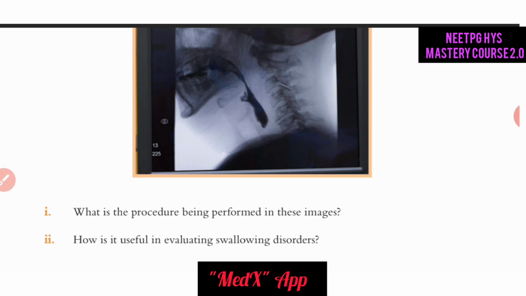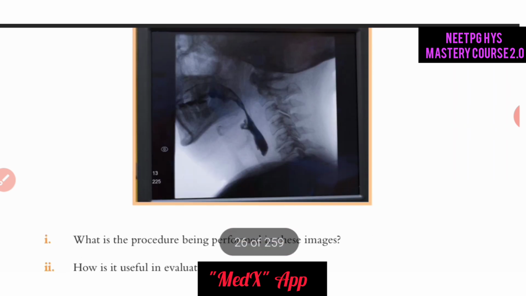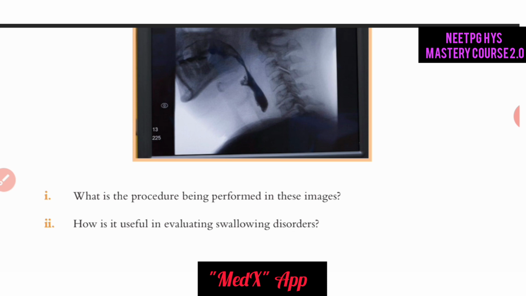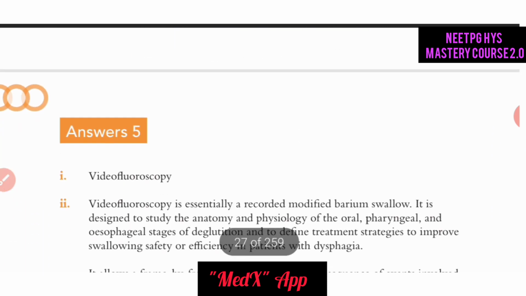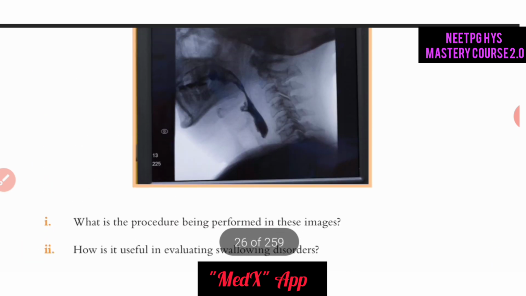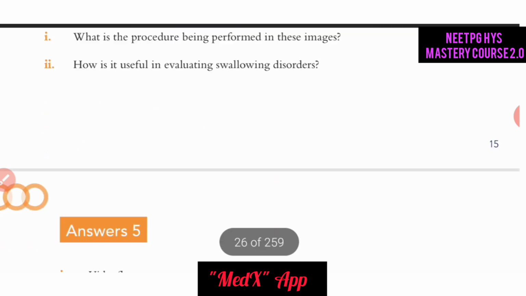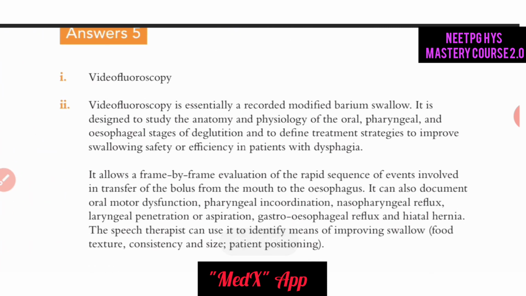Now to answer it, you have to identify what procedure is being done and how this image correlates with it. So this question is sort of new for you. This is a test called video fluoroscopy. It is essentially a recording of a modified barium swallow. A lot of you would be thinking of it as barium swallow, but the picture or video clip, if they provide it, is basically a video fluoroscopy, which is to study the swallowing physiology. That means to study the oral, pharyngeal and oesophageal stages of deglutition and define the treatment strategies based upon it.